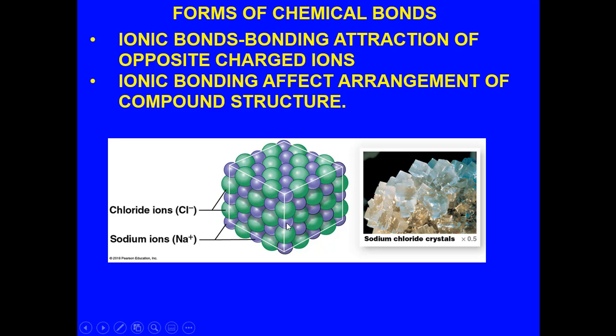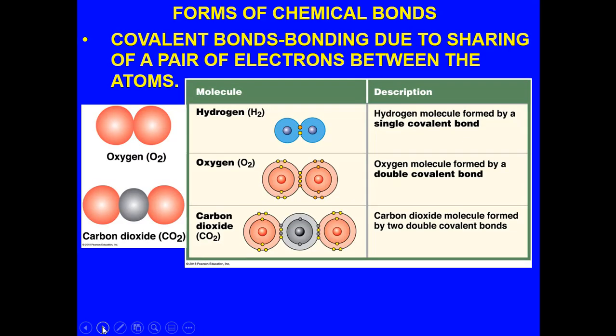Notice how they're nice, neatly packed, where you've got chloride ions surrounding a sodium ion, and sodium ions surrounding a chloride ion, and they're all bunched together. They're all attracted to oppositely charged ions, and this bonding affects the compound structure. In this case, you get this cuboidal or cube-shaped sodium chloride.